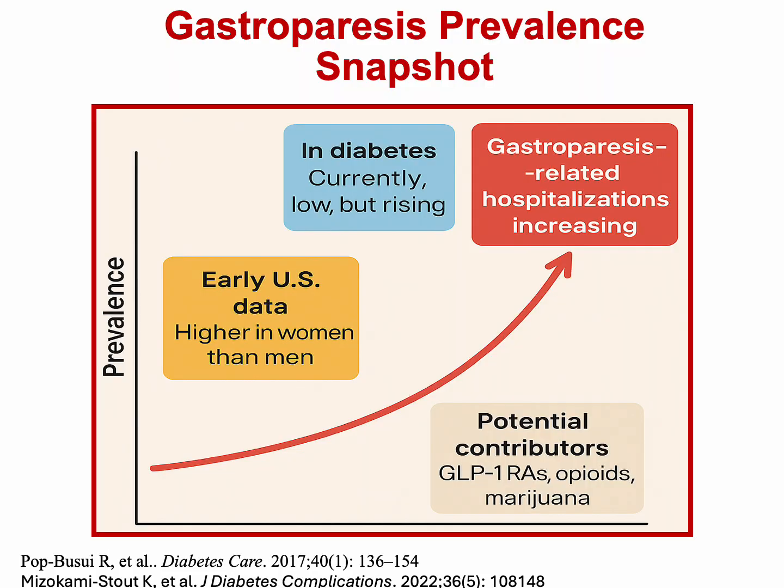The earlier data on gastroparesis are scarce, but one major U.S. study found it's more common in women. Though confirmed cases tied to diabetes remain low, hospitalizations are increasing, possibly linked to rising use of medications like GLP-1RA, opioids, and marijuana and others. The exact cause, however, remains unclear due to lack of well-designed studies.